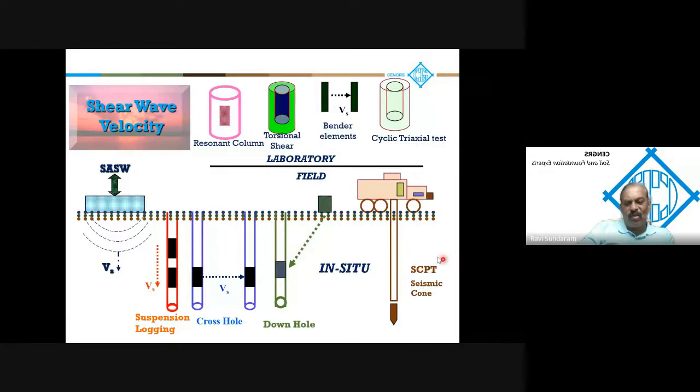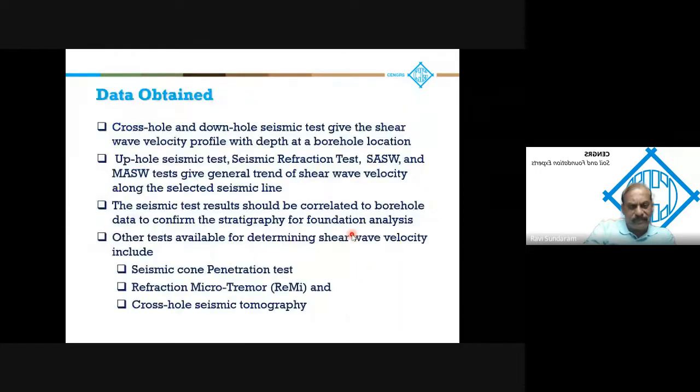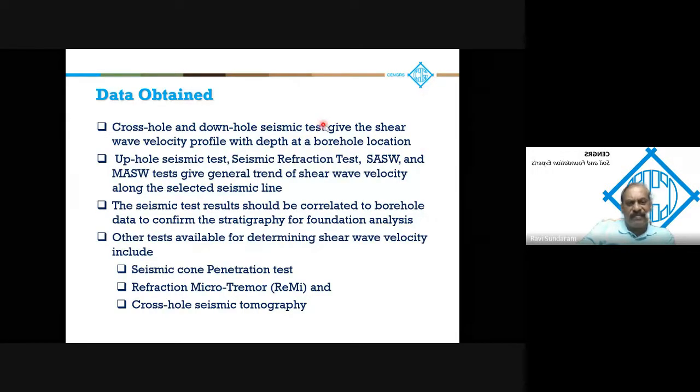The seismic cone, last week, Mr. Saurabh had discussed in little detail about the seismic cone penetration test. So this also can give you the shear wave velocities at different depths. So the data obtained, the crosshole seismic and downhole seismic tests give the shear wave velocity profile with depth at the borehole location. Also gives you the P wave velocities.